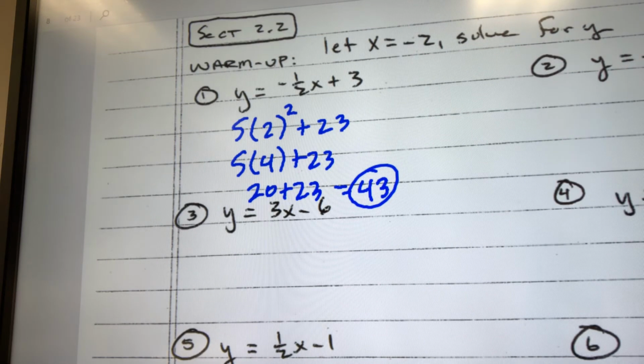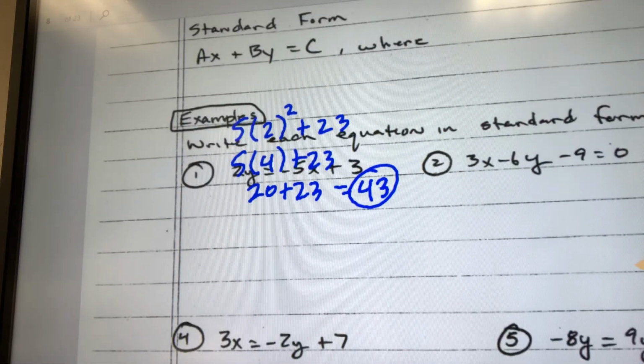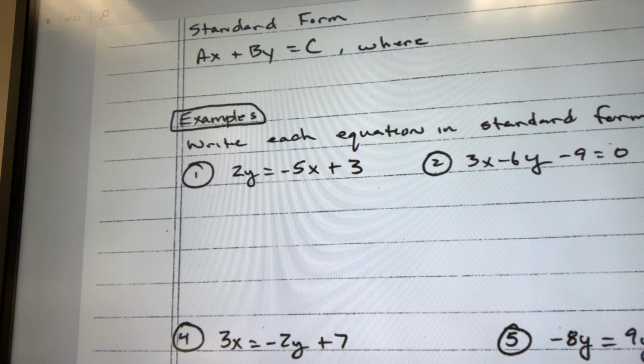All right, let's go to page 7. And we're going to go to the bottom. This warm-up you guys will do in class. And if you miss it, it's very easy. Just plug in -2 and tell me what y is.